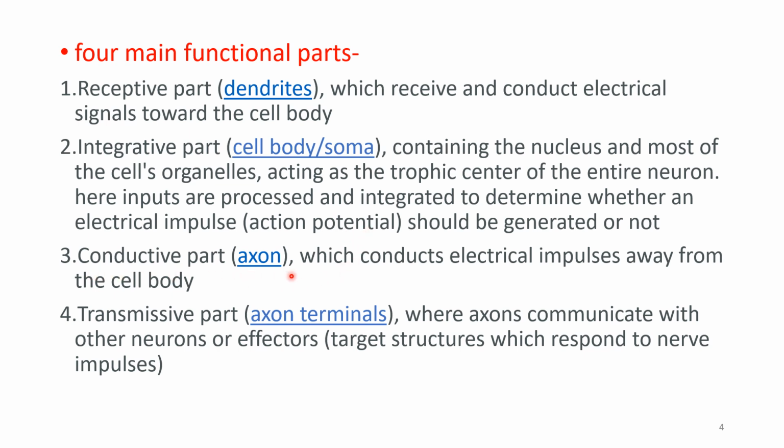Third one is the conductive part or axon. It conducts the electrical impulses away from the cell body. The fourth one is the transmissive part, that is axon terminals. These axon terminals communicate with the other neurons or effectors. Effectors means the target structures which respond to nerve impulses. So these are the four main functional parts. First one is the receptive part, second one is the integrative part, third one is the conductive part, fourth one is the transmissive part.